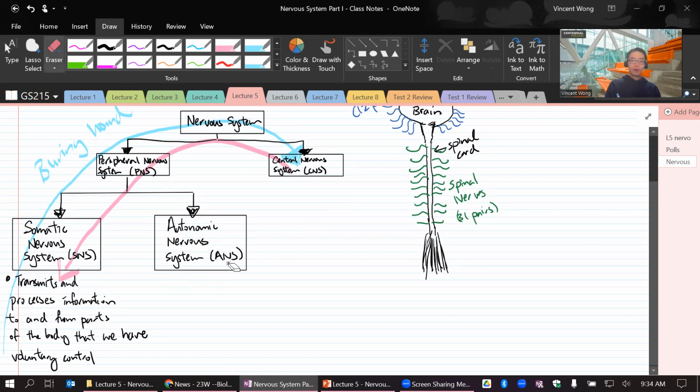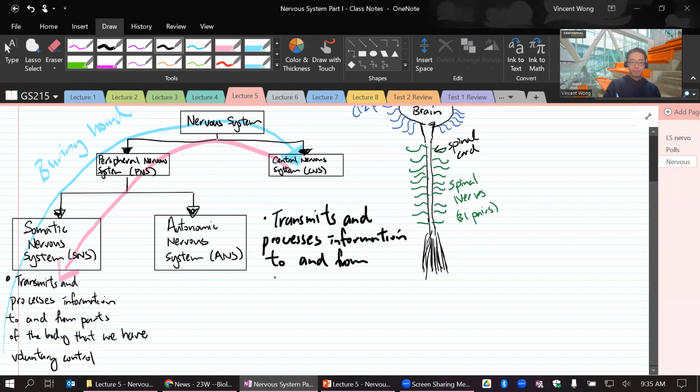Now, for ANS, it would be the same thing, but you can kind of guess what the description would be, right? So this transmits and processes information to and from parts of the body that we have no voluntary control.